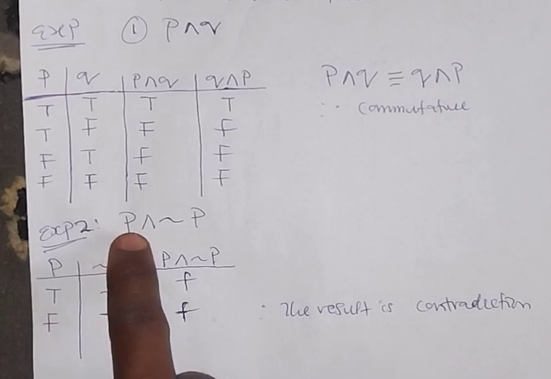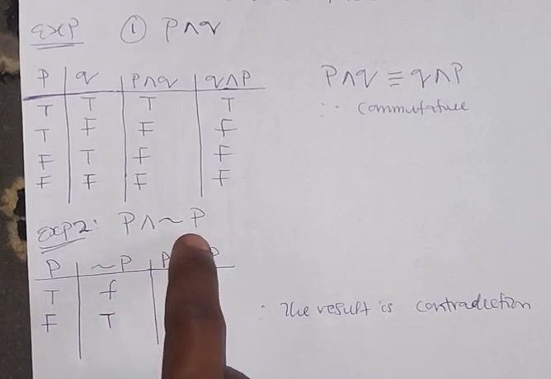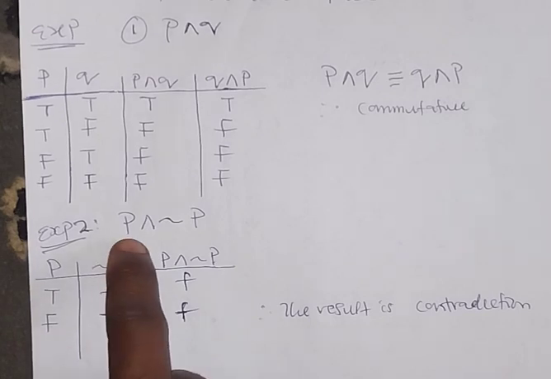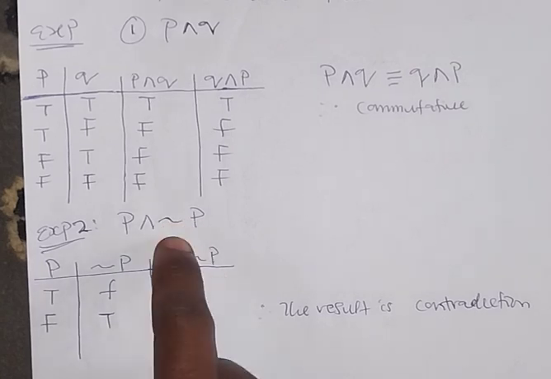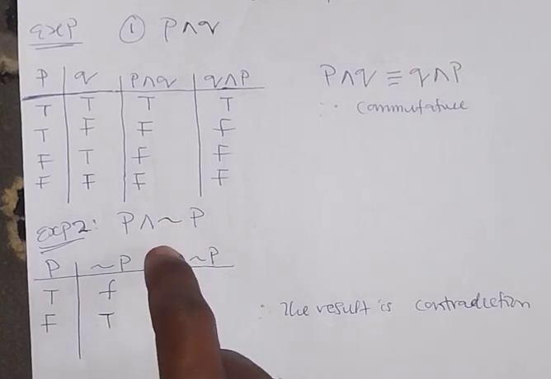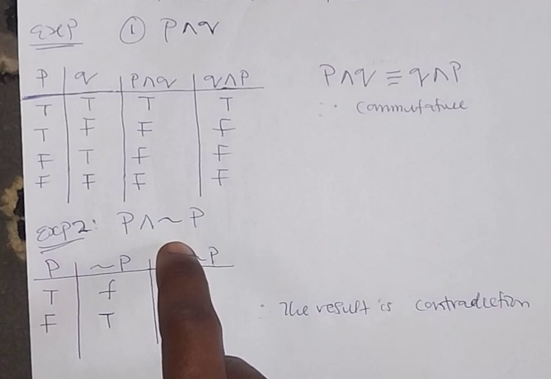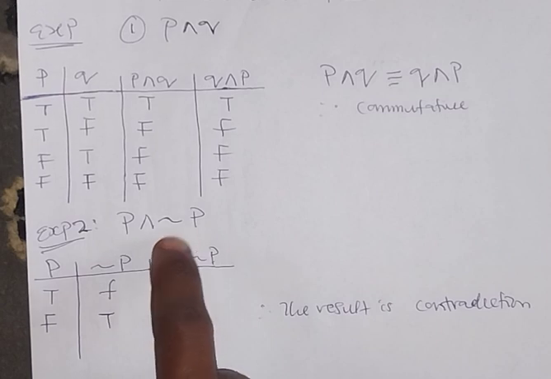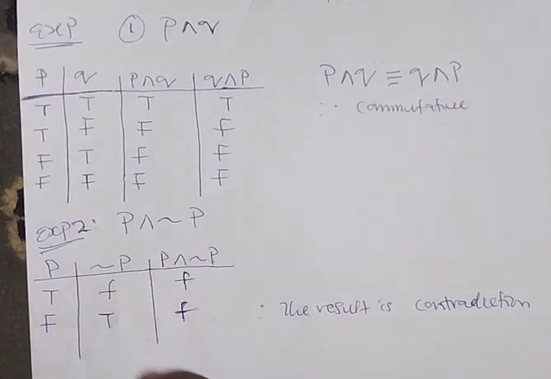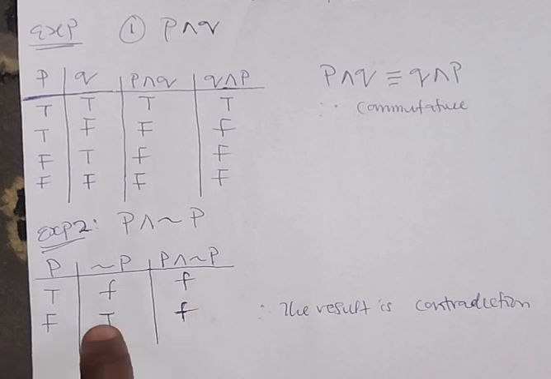Here we have P and the negation of P. So how many statements do we have here? Obviously, it's one statement, because we're having P and the negation of P. Before we proceed, let me explain negation. Negation of P simply means that if a statement is true, the negation is going to be false. If a statement is false, the negation of that statement is going to be true.